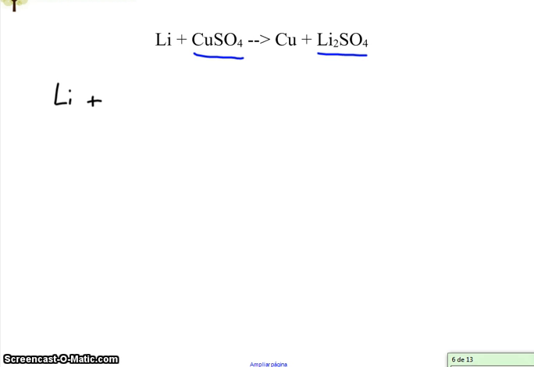Lithium plus, which is that copper 1 sulfate or copper 2 sulfate? Copper 2 sulfate. What does that mean about what charge is on the copper? It's going to have 2 positive charges. If that's got 2 positive charges, what does the sulfate make? It must have 2 negative charges.